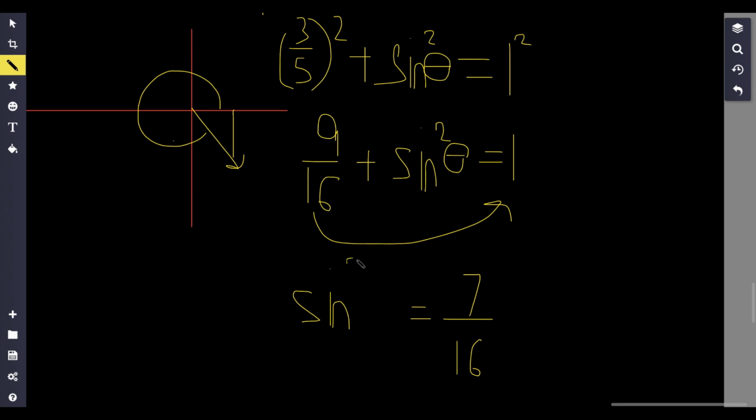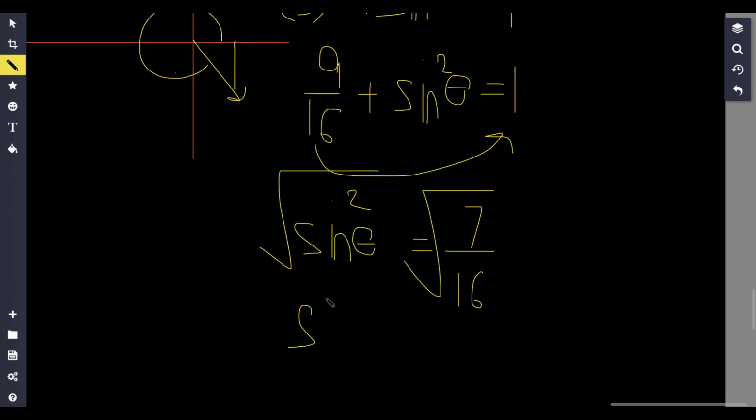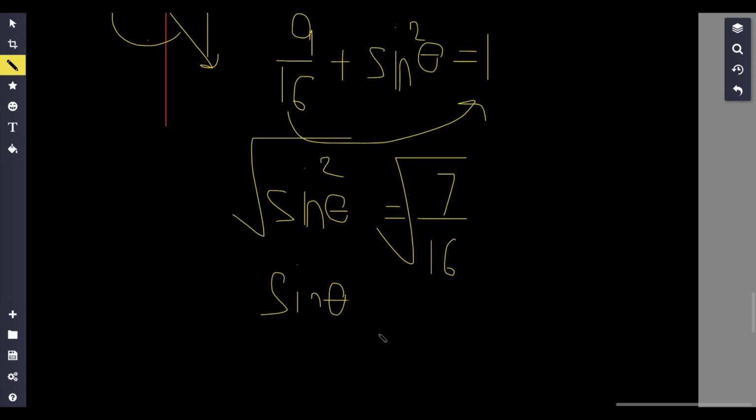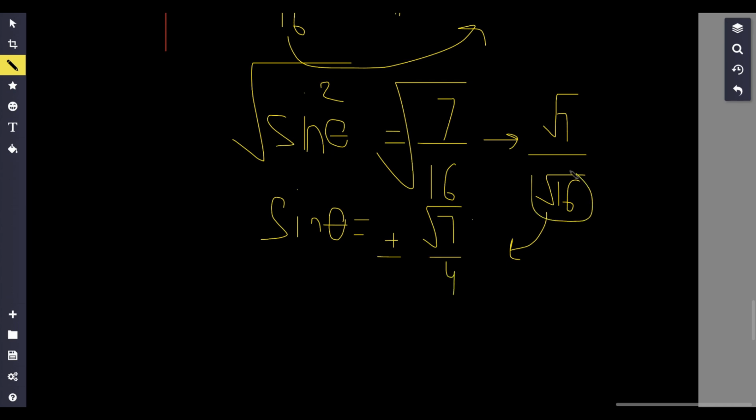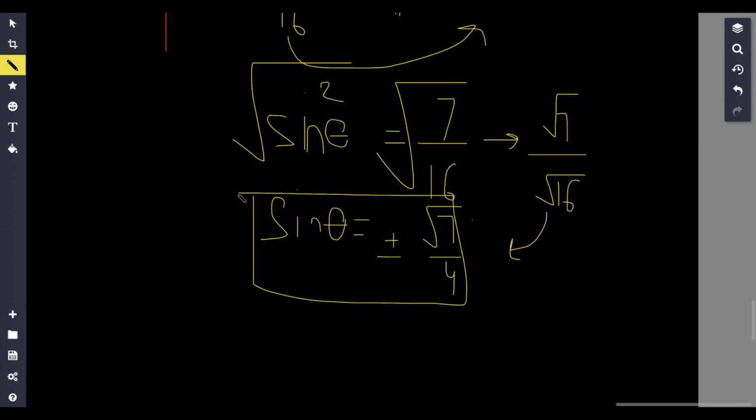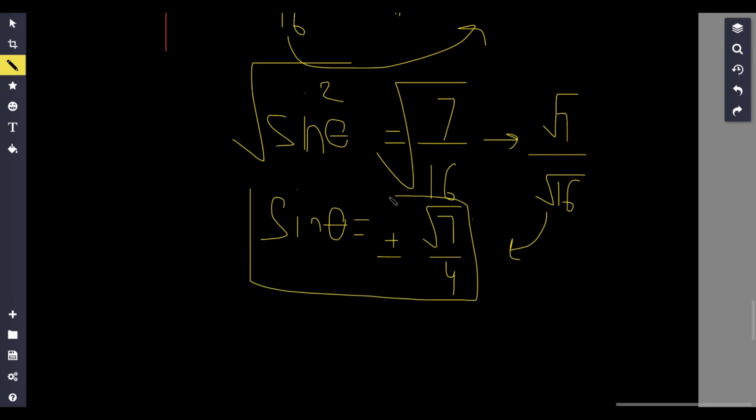theta. And if I just square root both sides, I just get sine of theta is equal to plus or minus the square root of 7 over 16. I can rewrite this as the square root of 7 over the square root of 16. So this is just going to be equal to the square root of 7 over 4, right? Because the square root of 16 is equal to 4. Now, how do we find out? So we get sine of theta is equal to plus or minus the square root of 7 over 4.